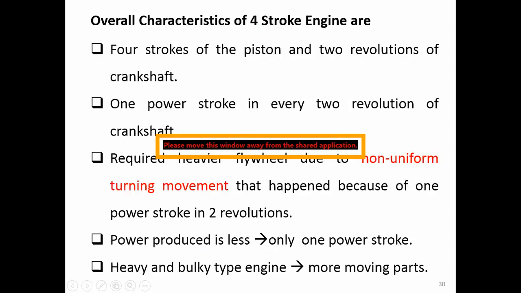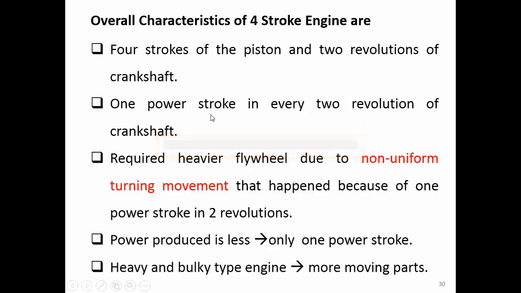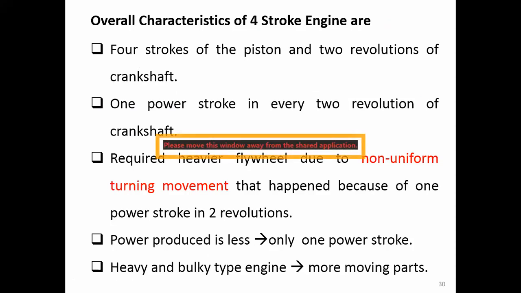Overall, what are the characteristics of the four-stroke engine? Four strokes of the piston and two revolutions of the crankshaft. There is only one power stroke in every two revolutions of the crankshaft, because there is only one expansion stroke in one cycle. That's why this four-stroke engine requires a heavier flywheel.